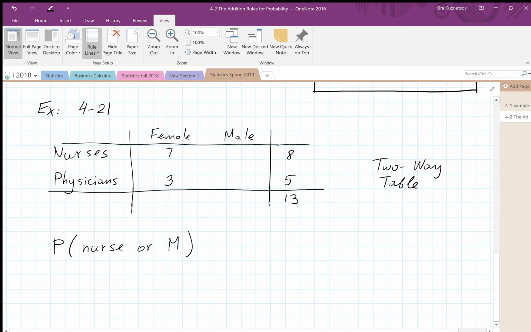If I have 8 nurses and 7 of them are female, therefore I have 1 male nurse. Physicians, if I have 5 physicians, 3 of them female, 2 have to be males. Therefore, I know I have 10 females on staff. I have 3 males on staff. Together, they add up to 13. Notice the rows add up to 13, the columns add up to 13, so this is your grand total.